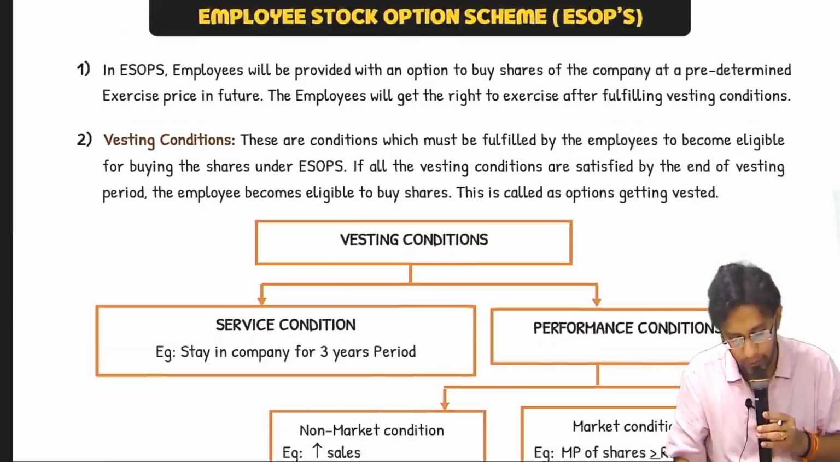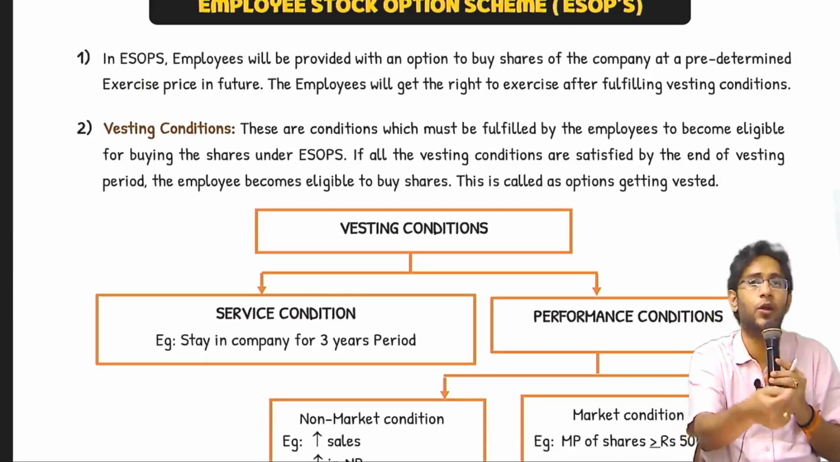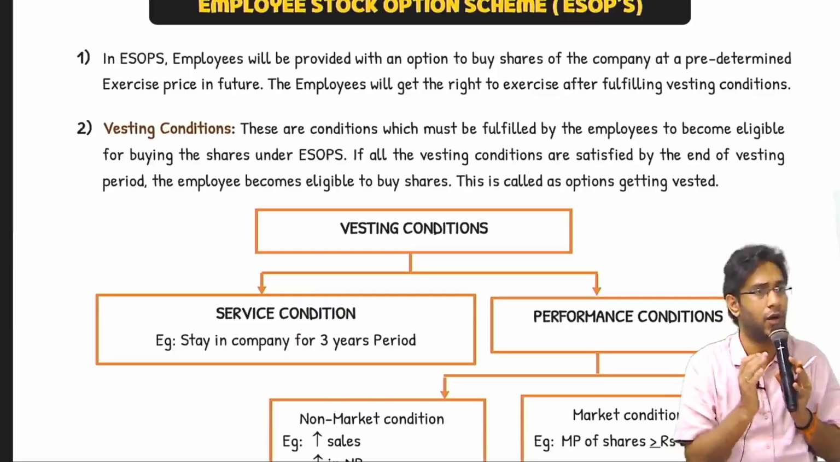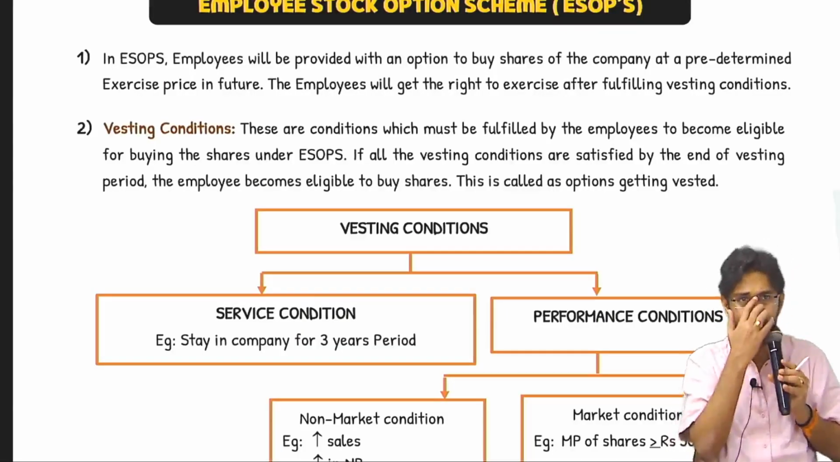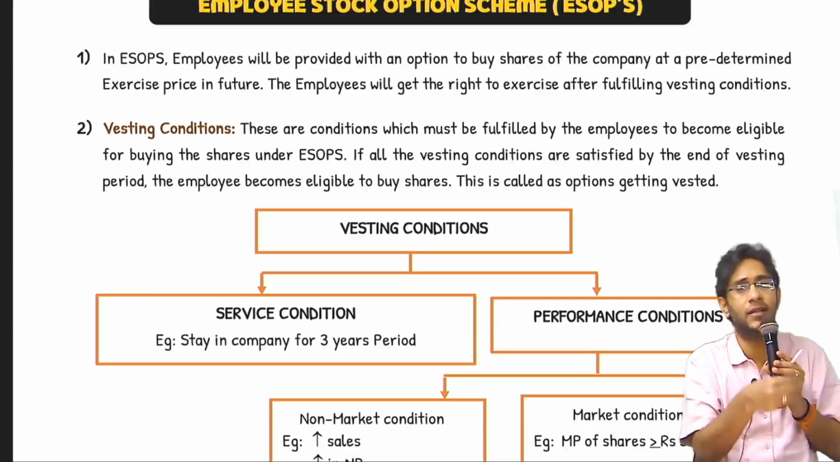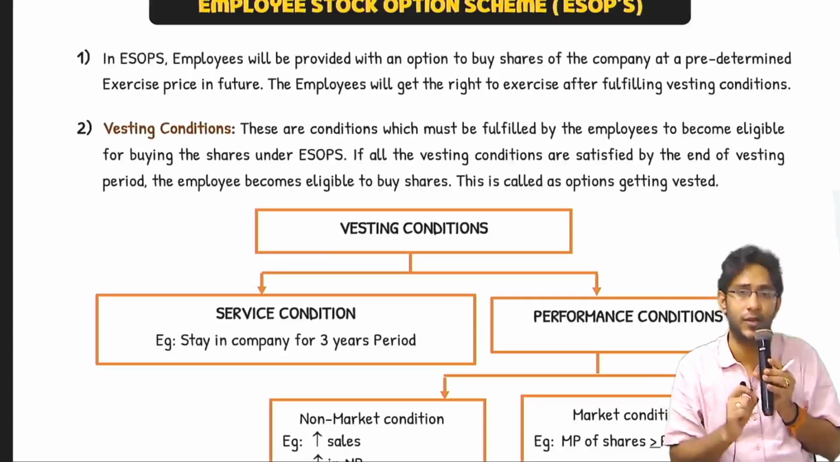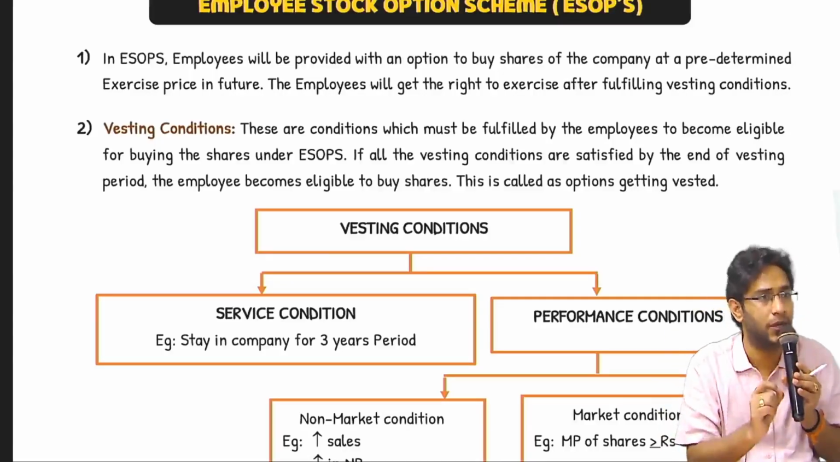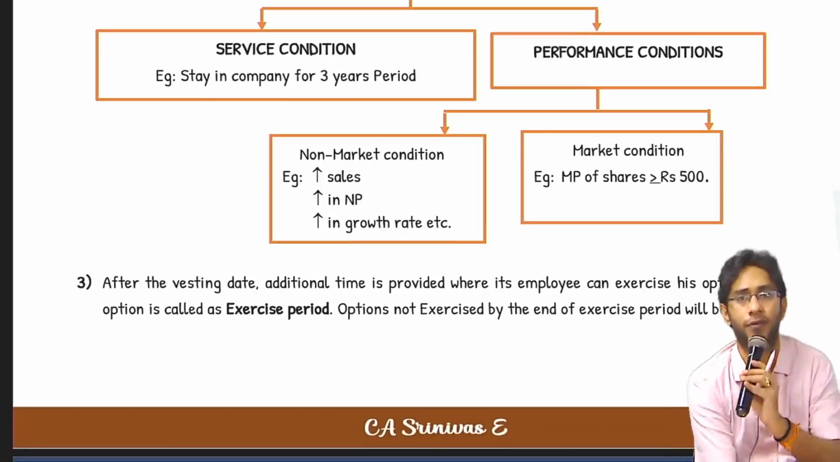Clear, sir? Now coming to ESOPs. The date when the ESOP paper is handed over to the employee, when we both agree, is called the grant date. After the grant date, the company will tell that there are some vesting conditions you have to fulfill. Only if conditions are fulfilled, as an employee, you can exercise this option. The period in which these conditions are to be satisfied is called the vesting period, and the conditions are called vesting conditions. There are two types of vesting conditions.